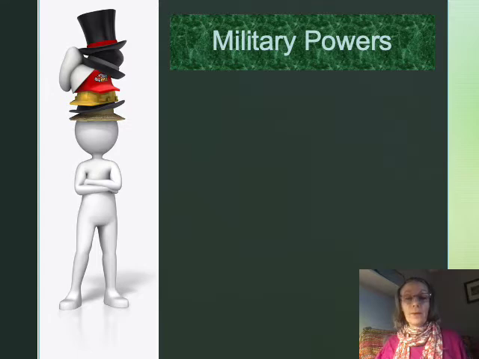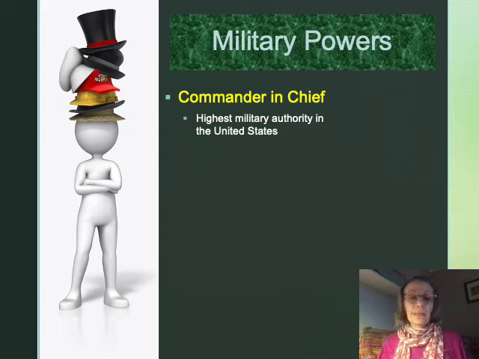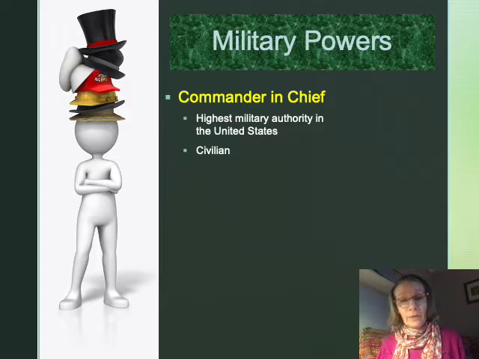Okay, so let's start with the military powers of the presidency, because those are the powers you might be most familiar with. Article 2, Section 2 tells us that the President of the United States is the commander-in-chief. And what that basically means is that the President is the highest military authority. And keep in mind that the President of the United States is a civilian. The commander-in-chief is not a member of the military, but actually a civilian.